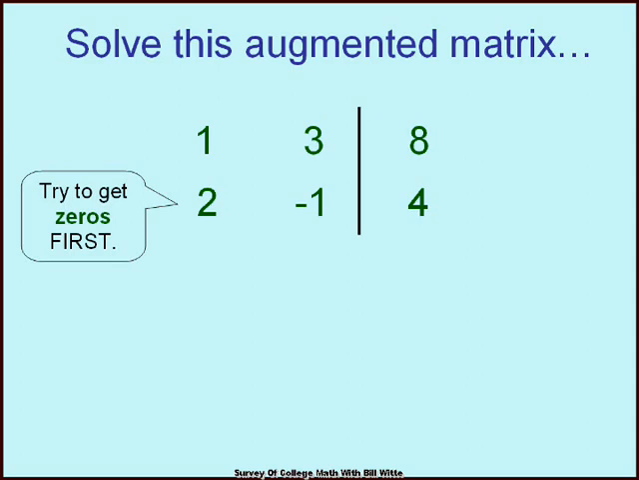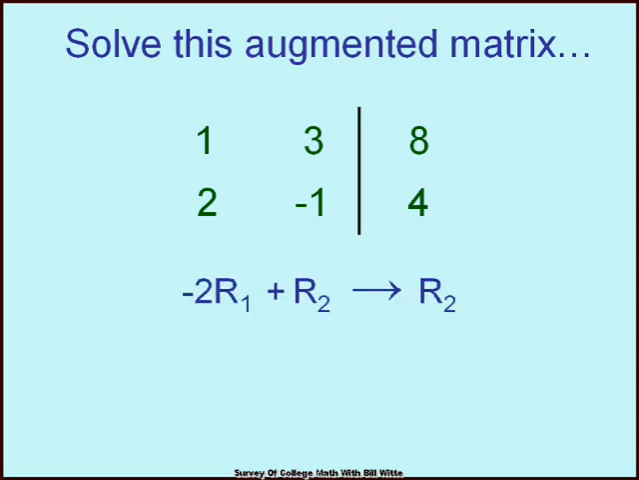Now, ones are good. Don't get me wrong. Ones are good. But zeros are what you want to get first. Use zeros to get the ones rather than ones to get the zeros, okay? Because zeros aren't going to make a mess if you do something else to them. Anything times a zero or you add zero to something, it doesn't mess up some work that perhaps you had already done, okay? It's going to stay the same. So we want to get zeros first.